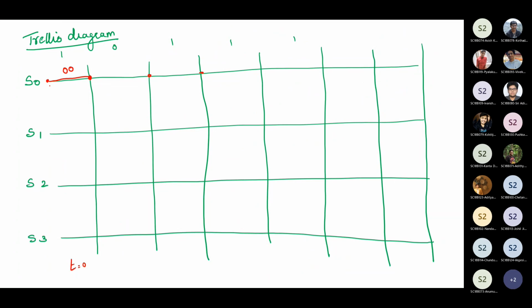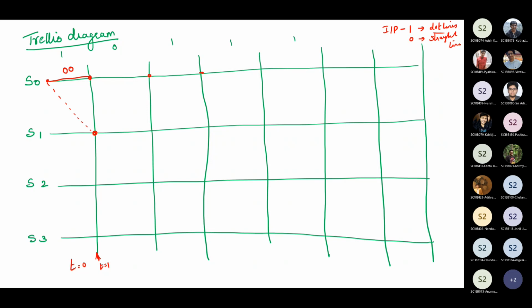Next one, if I give input 1, it will go to the S1 state. So for input 1 we draw a dotted line; if the input is 0, a straight, solid line. Okay, so we are ending with the S1 state. Next, I am starting at this point, t is equal to 1, or t naught plus t, whatever.